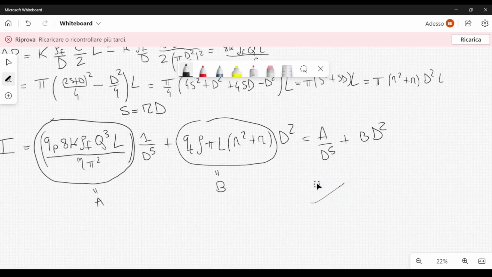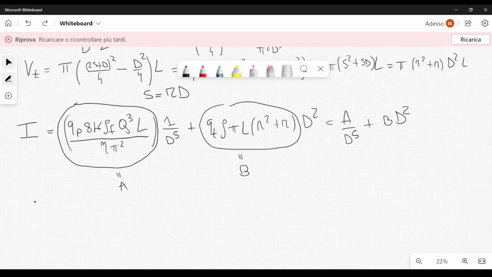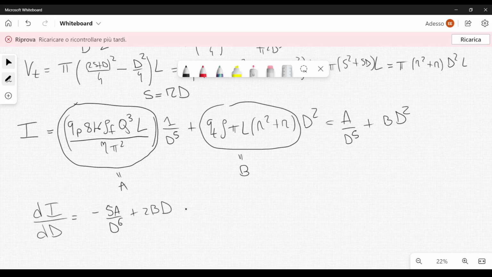And how to do that? Well, we simply have to calculate a derivative. So we have to calculate the derivative of the investment with respect to the diameter, and that is minus 5a over d to the sixth power plus 2bd. And let's try to find those values of d which will make this greater than or equal to 0.